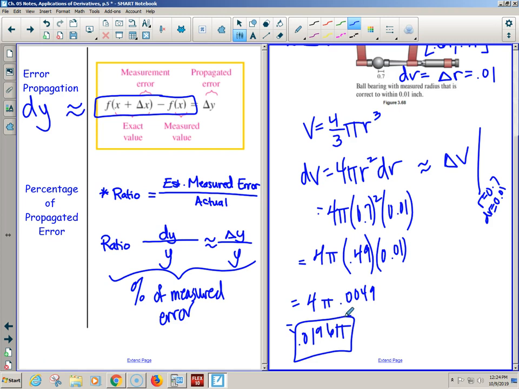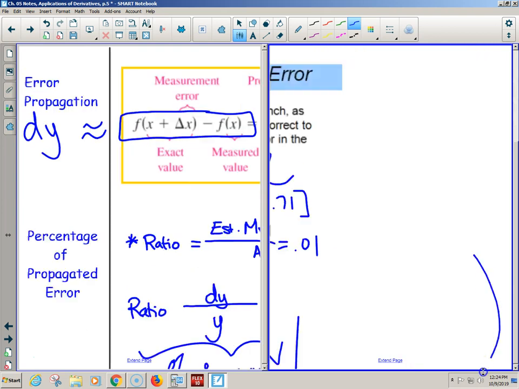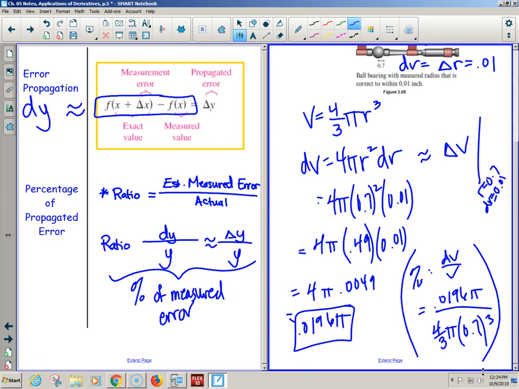Now, if they want a percentage, we would take that and divide it by the actual volume. So if they wanted some sort of percentage, we would take dV over V, which would be 0.0196 pi all over, we'd have to actually plug in our 4/3 pi times 0.7 cubed. Because that's how far off our volume could be, and then compare it to the actual volume and see, is that a big change or a little change, a little bit of error or a lot of error. That's if they wanted the percentage, but I think they just want the propagated error, and the propagated error is just the approximate delta V.